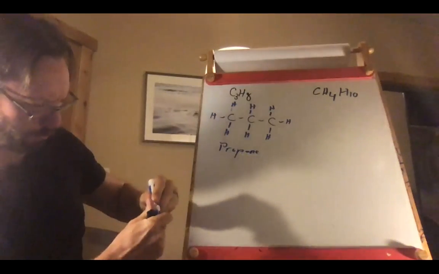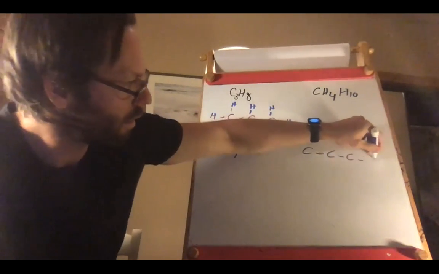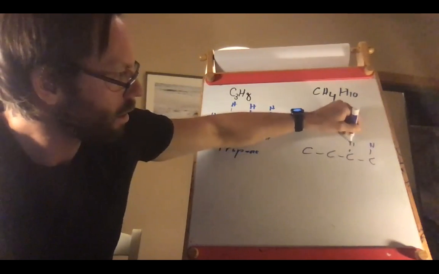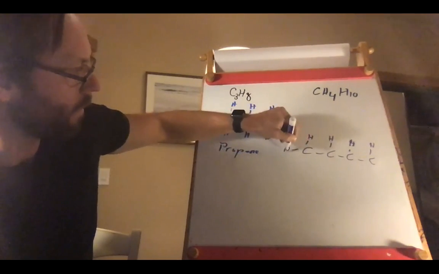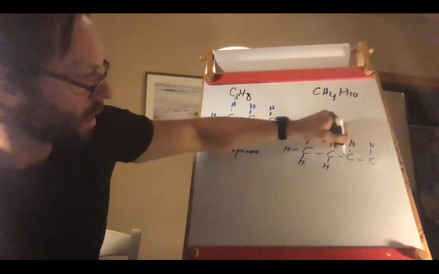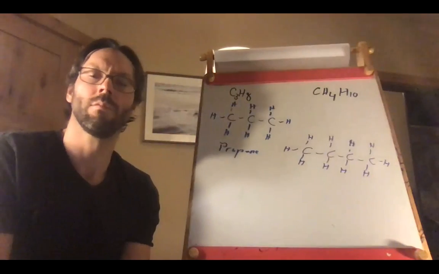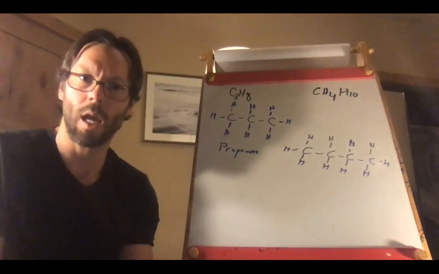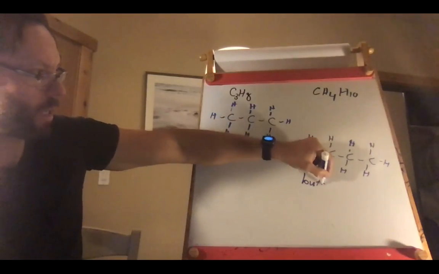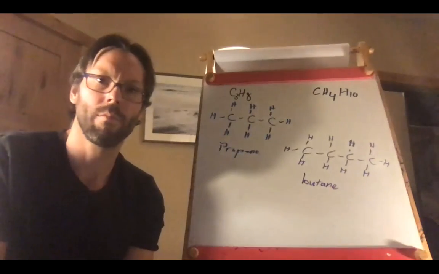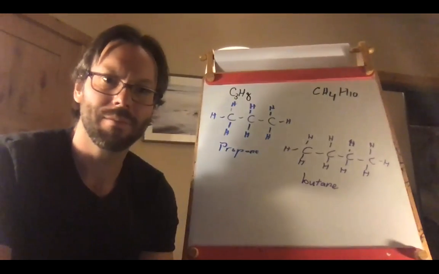C4, very similar. 1, 2, 3, 4, 5, 6, 7, 8, 9, 10. What do we call 4? Eth, meth, prop, but-. So this would be butane. That's it. Now it gets more complicated from there.